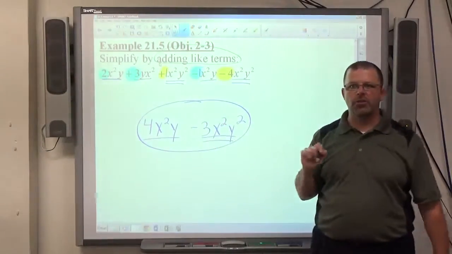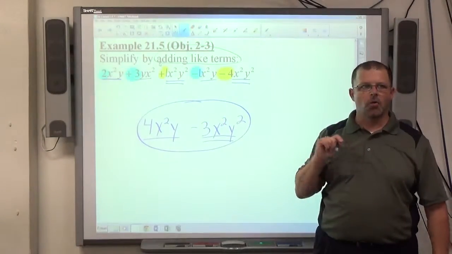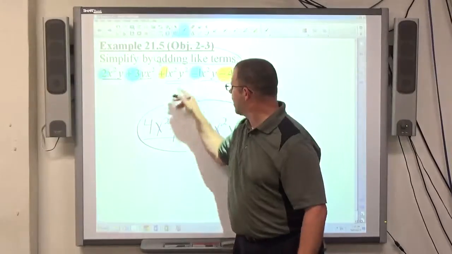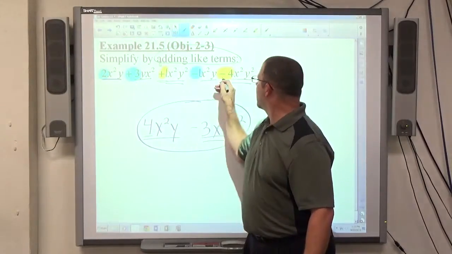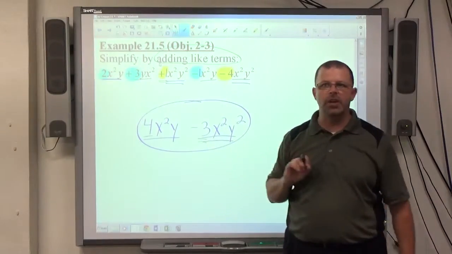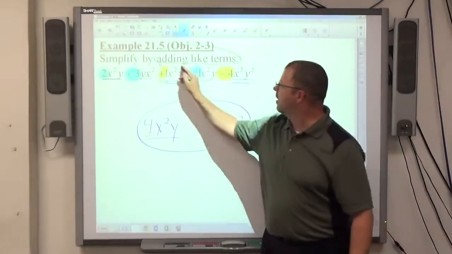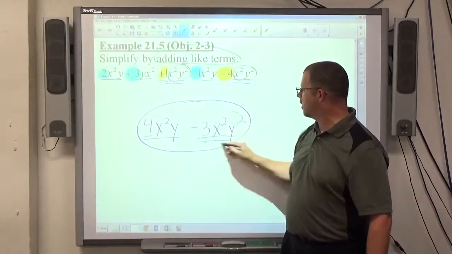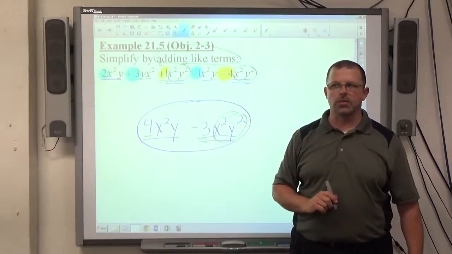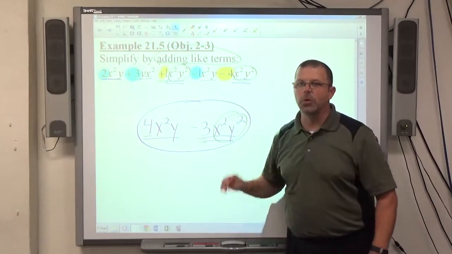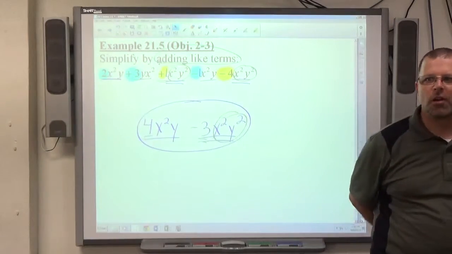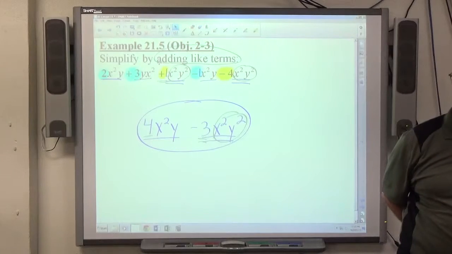So when you're adding like terms, and this is the task given to you, make sure the powers don't change in your work. All right? Only change the coefficients. 2 plus 3 minus 1 made 4. 1 minus 4 made negative 3. X squared y and x squared y squared go on the answer. Do not change powers when you're adding and subtracting like terms. Only change powers when you're multiplying letters together.